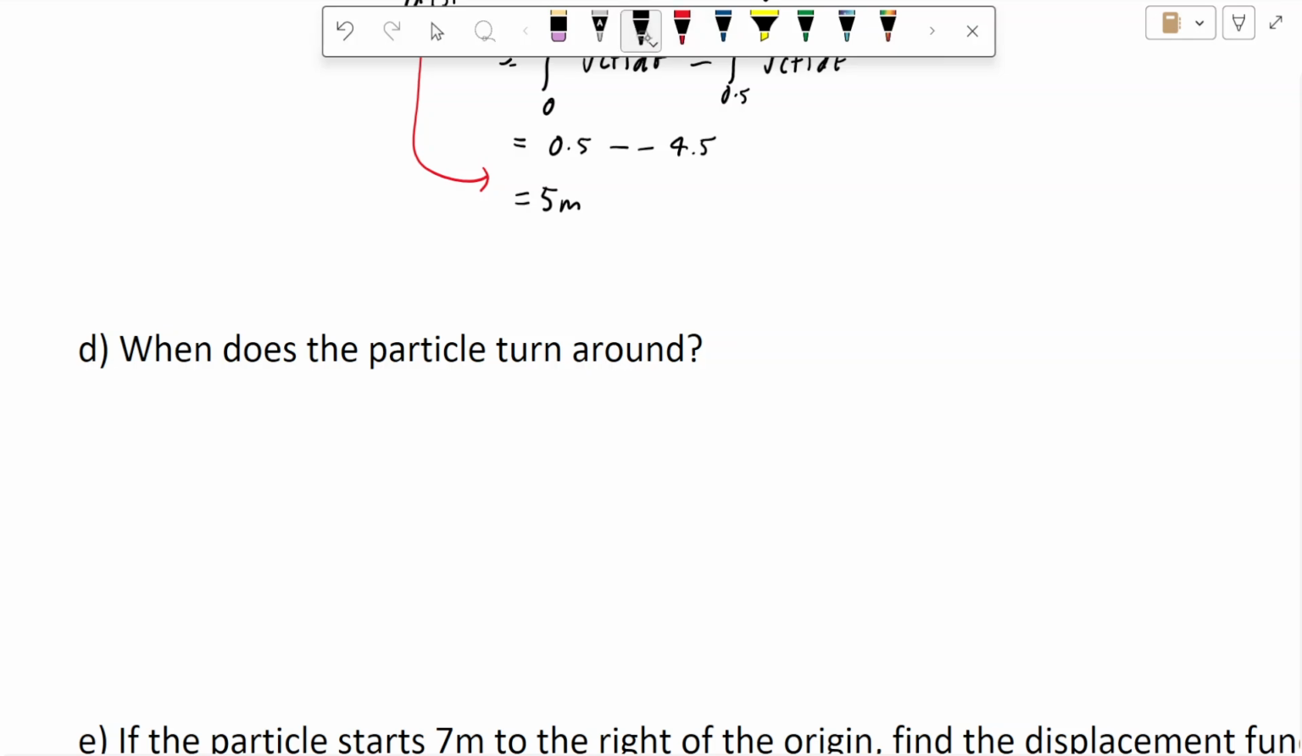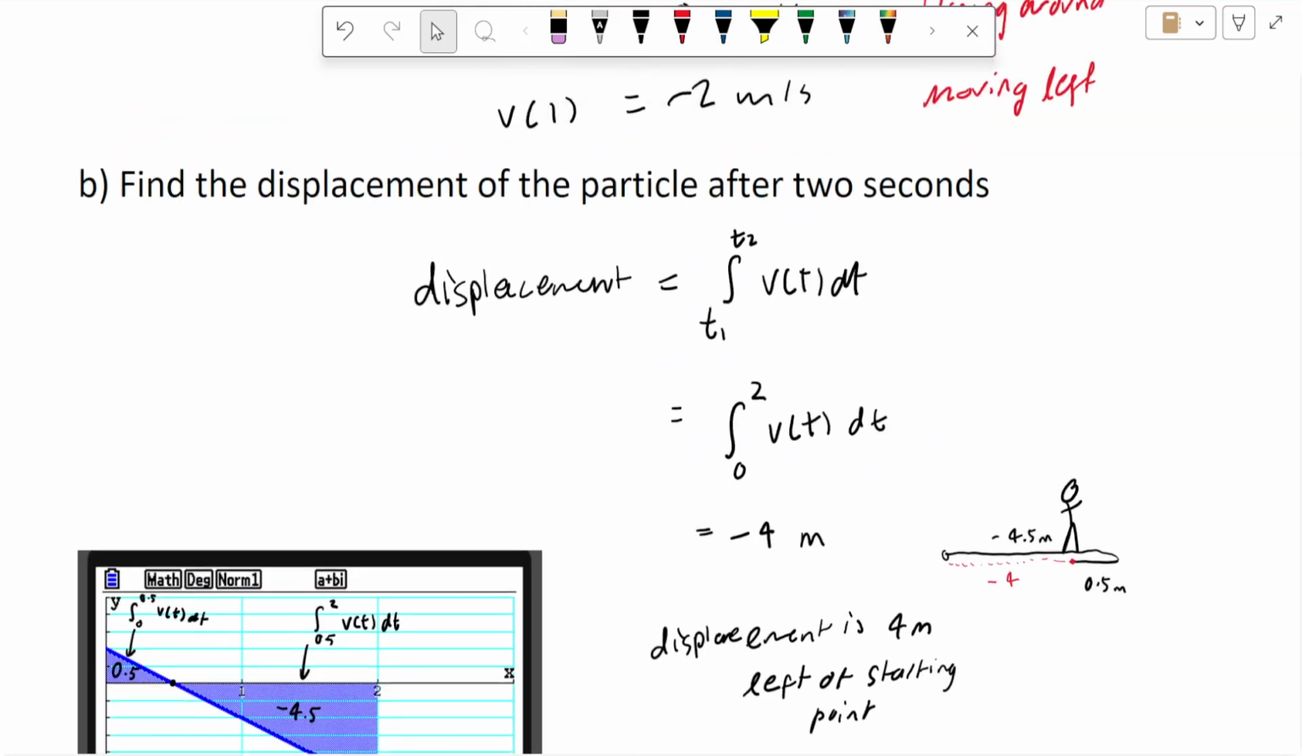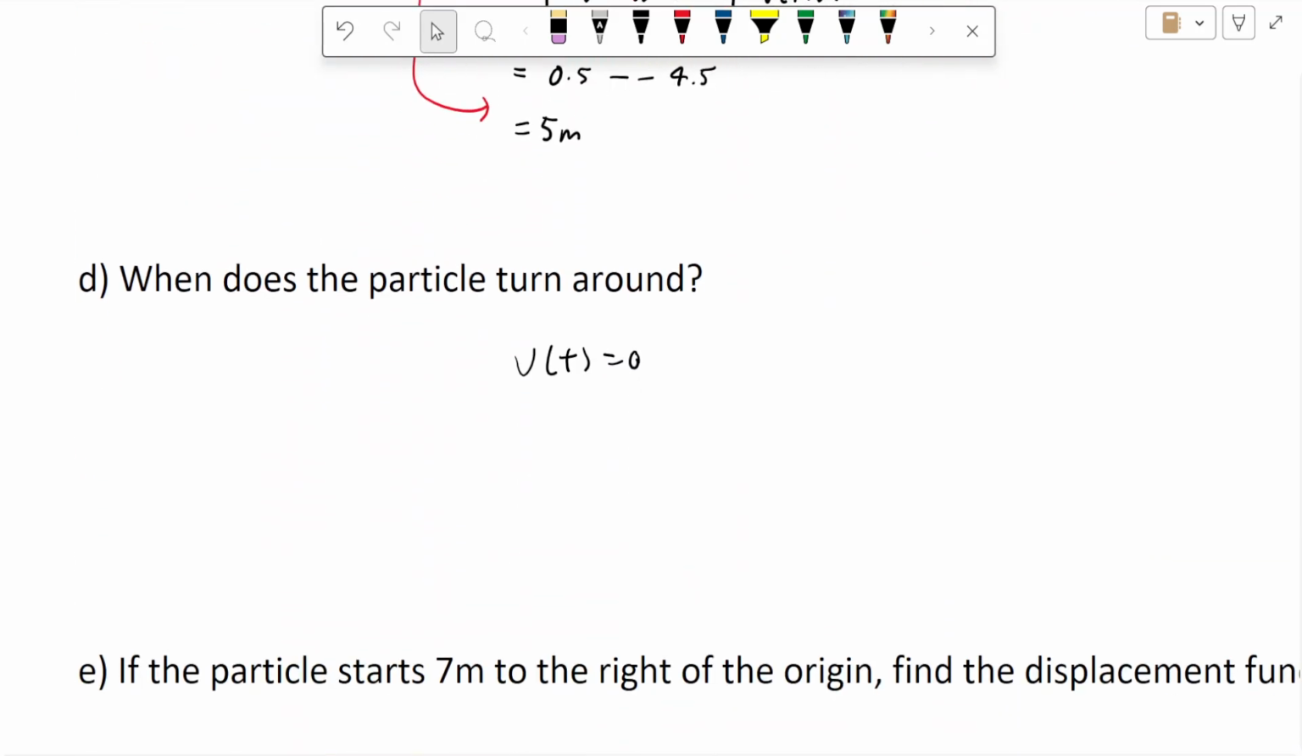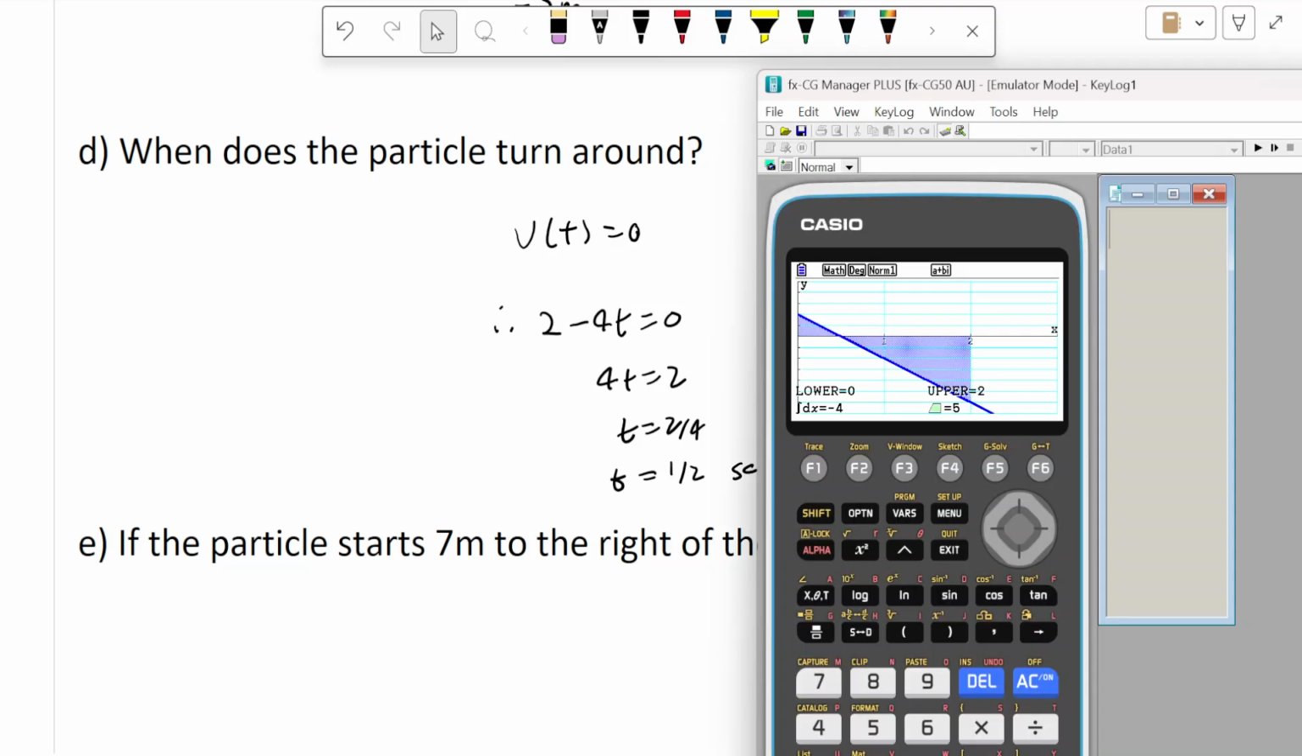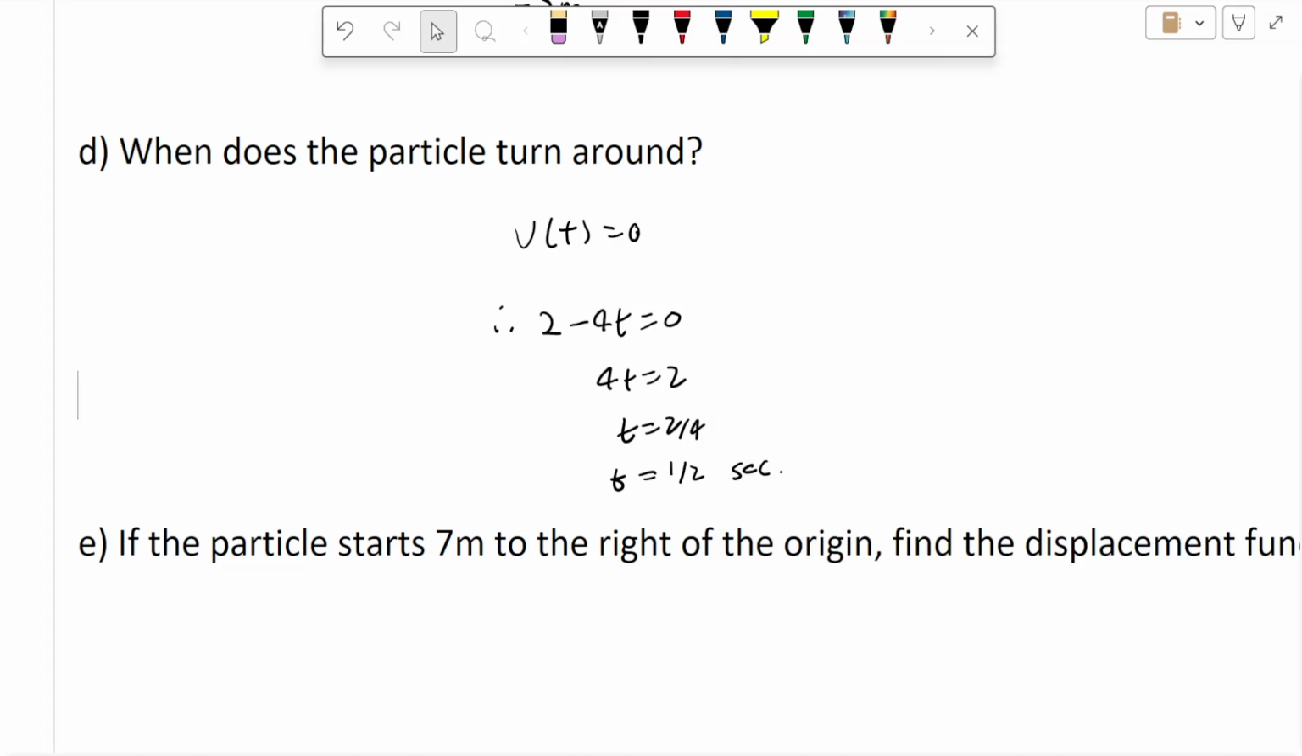When does the particle turn around? It turns around when the velocity is 0. So we got the velocity function here. It was 2 take 4t. So 4t is 2, so t is 2 over 4, which is a half. So that's when it turns around. Cool. And you can think of it, whenever this graph was above the axis, we were moving to the right. There, we're turning around, and then for the rest of the time, we're moving left.